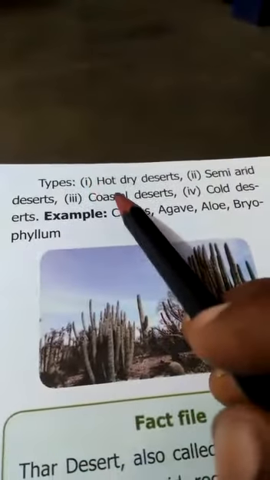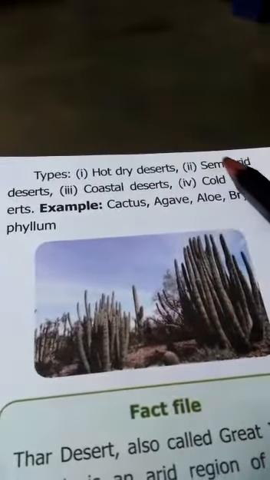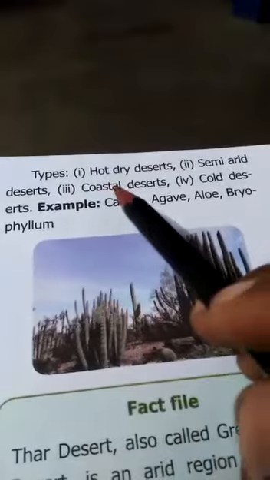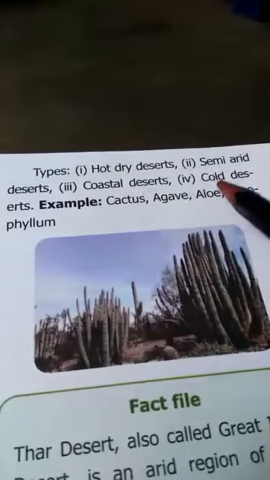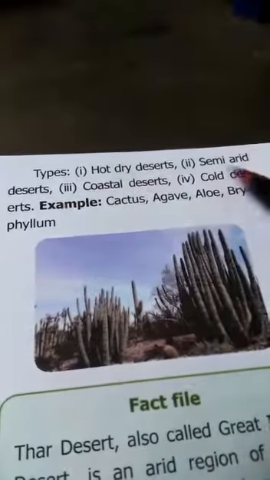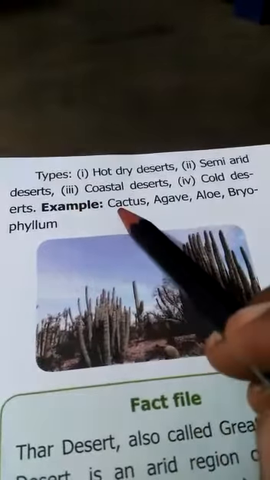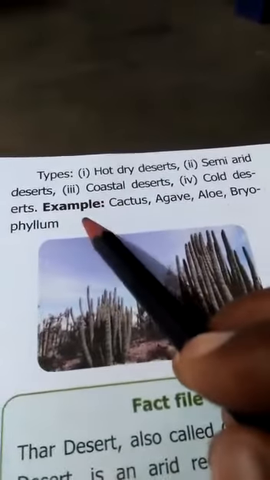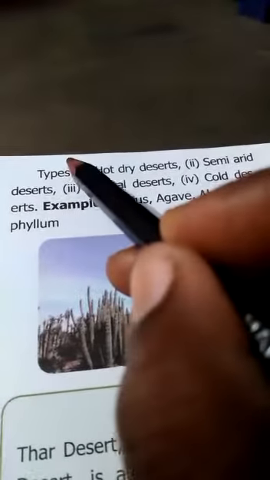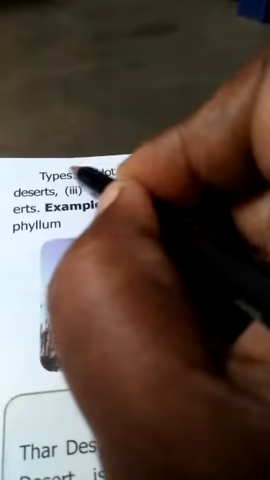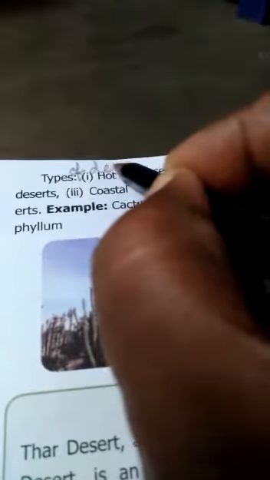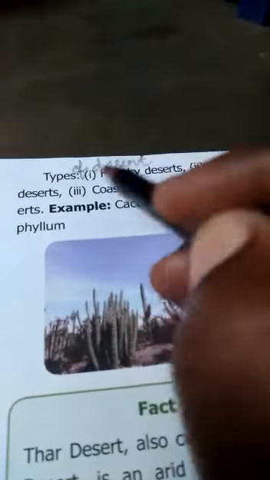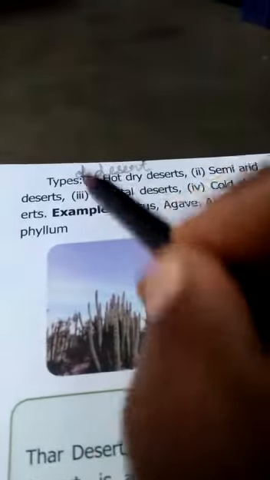Next, types of desert: hot dry desert, semi-arid desert, coastal desert, and cold desert. Examples: cactus, agave, aloe, bryophyllum. These are the four types of desert.